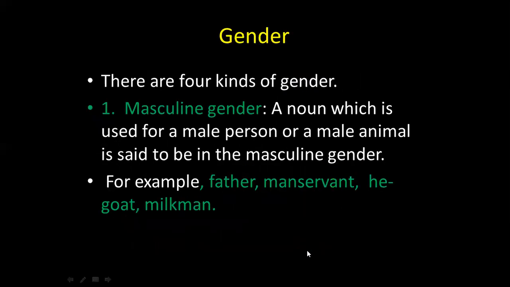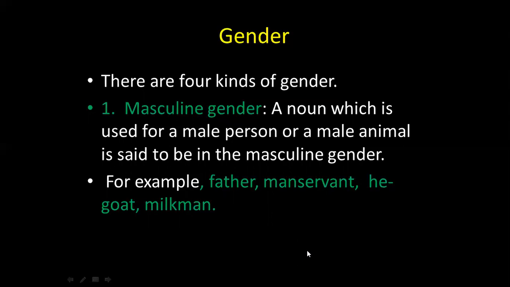Now we are going to deal with gender. There are four kinds of gender: masculine gender, feminine gender, neuter gender, and common gender. Once again, to remind you: masculine, feminine, neuter, common. First, we shall begin with masculine gender.